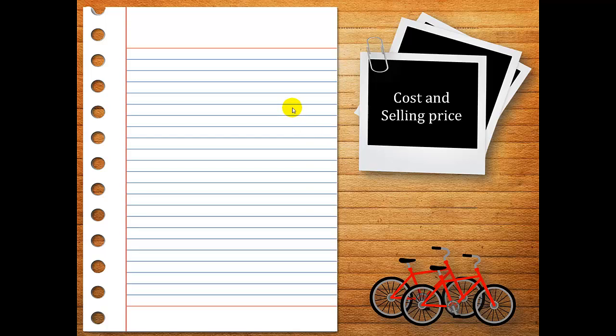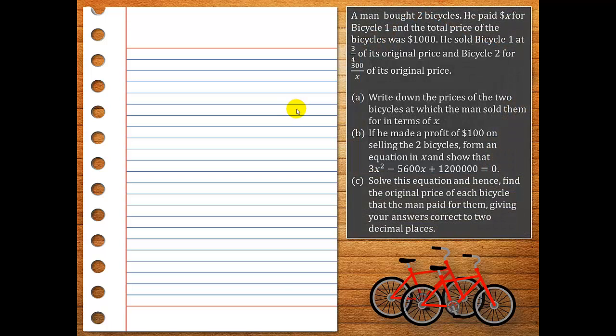We shall now solve another quadratic equation involving cost and selling price. A man bought 2 bicycles. He paid X dollars for bicycle 1, and the total price of the bicycles was $1,000. He sold bicycle 1 at 3/4 of its original price, and bicycle 2 at 300 over X of its original price. Part A. Write down the prices of the 2 bicycles at which the man sold them in terms of X.